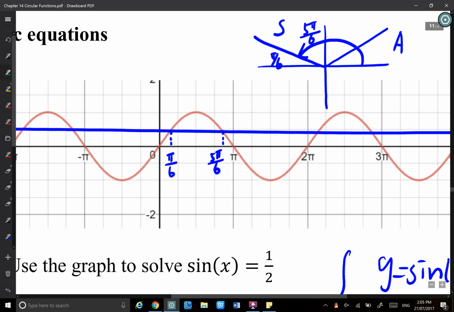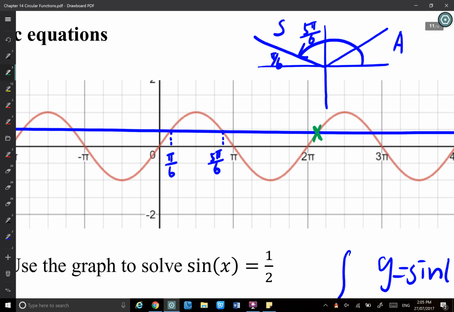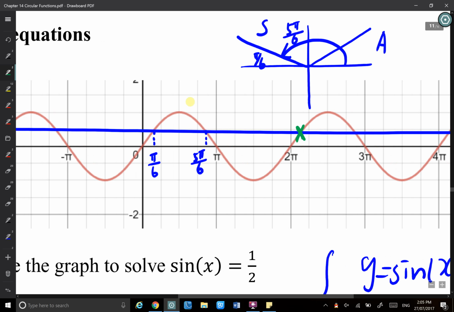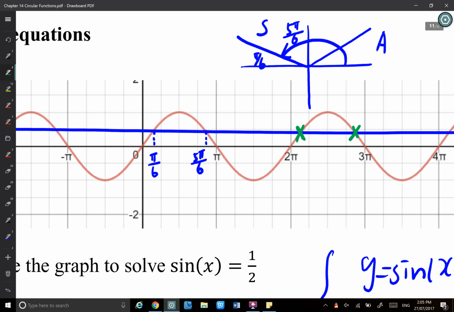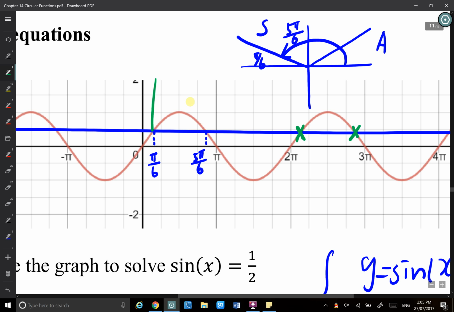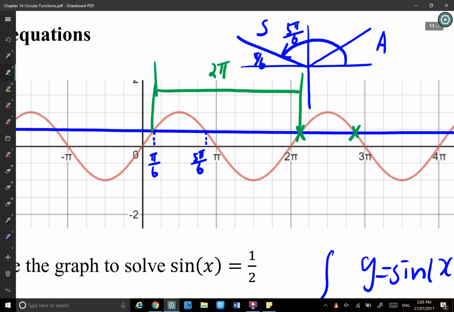Now my question is, what do you think this point will be? The next one after 5 pi on 6, what do you think the next one will be? 2 pi plus pi on 6. And how about this one? Don't go minus, go plus. So it's 5 pi over 6 plus 2 pi. From this point to this point, what's the distance? It's a period, 2 pi. So it's the next period.